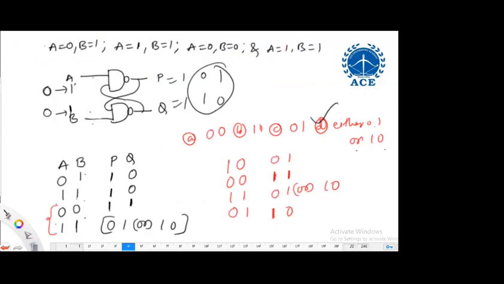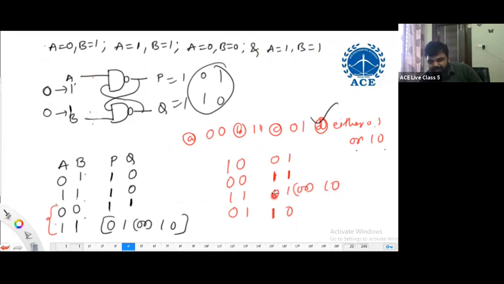Like in options, 0 0, 1 1, like that they will give, no, sir? Which option do we have to select? The final answer is 1 0. That only we have to select. They won't give only one. They have to specify both, either 0 1 or 1 0. This was a question in 2017 KTC.